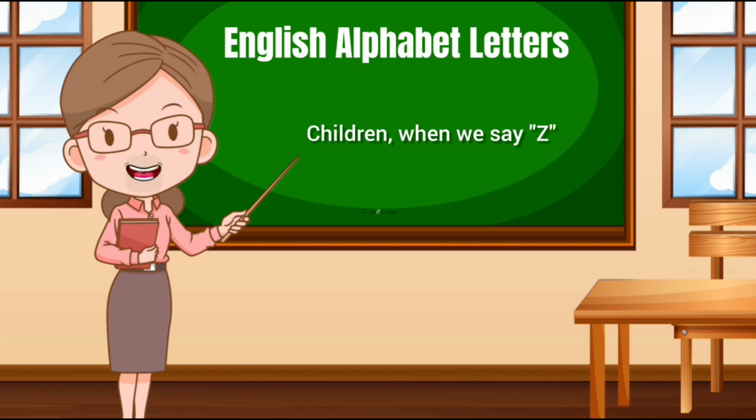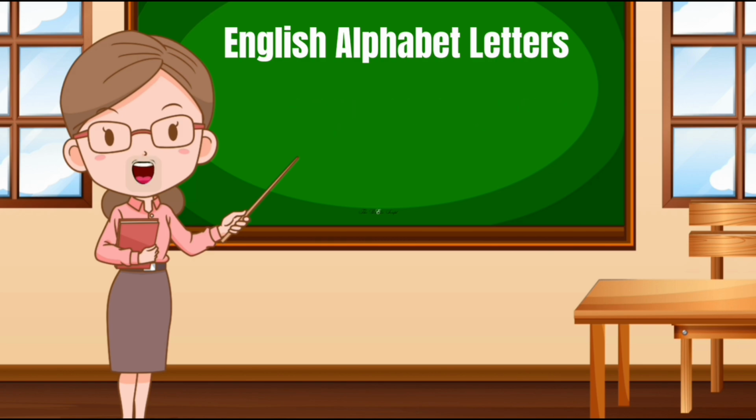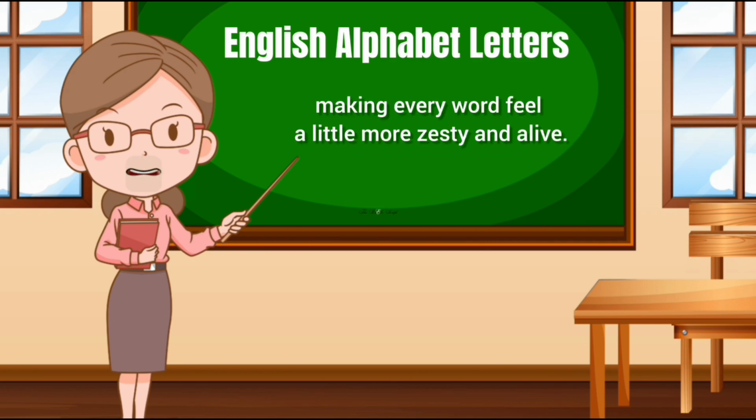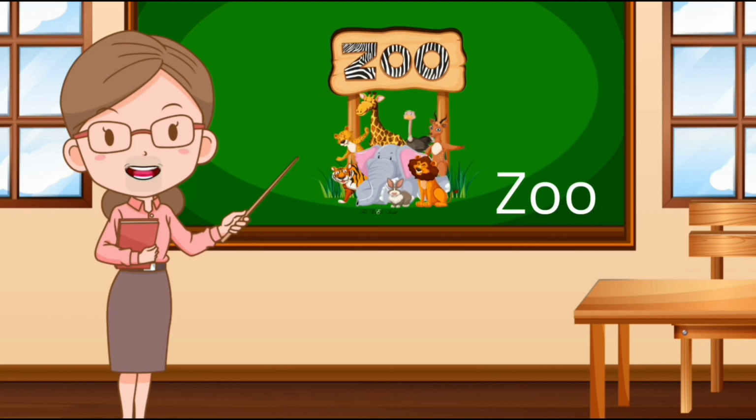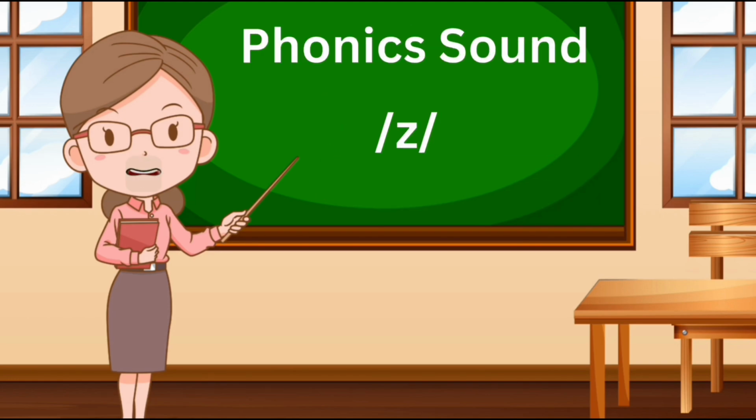Children, when we say Z, our tongue gets close to the roof of our mouth and we let the air buzz out. It's a lively, exciting sound that helps create lots of fun words, making every word feel a little more zesty and alive. Zo, sound is used for zoo. The phonics sound of Z is Z.